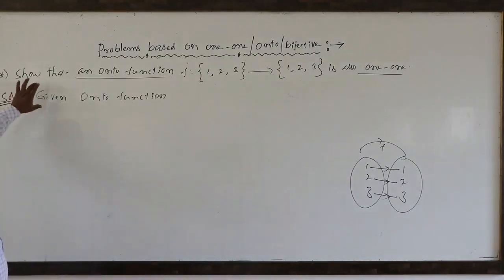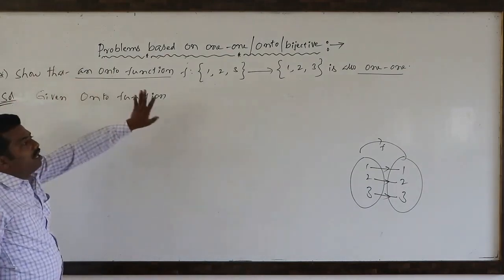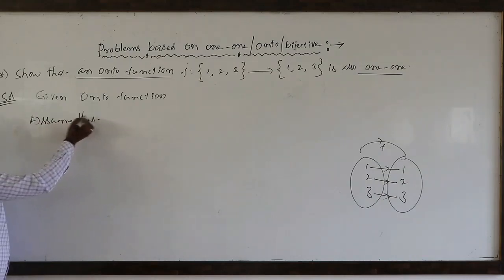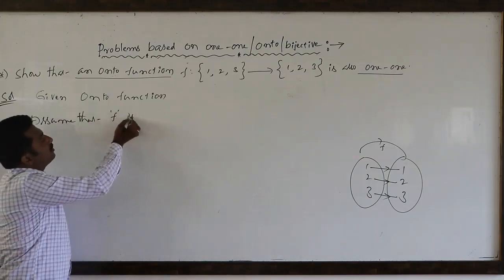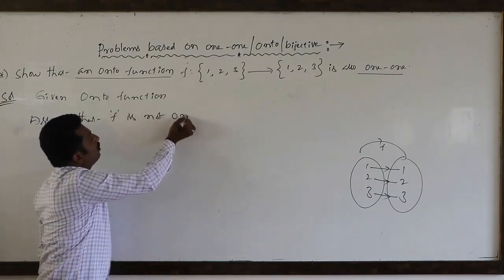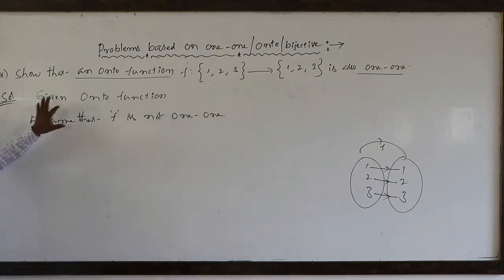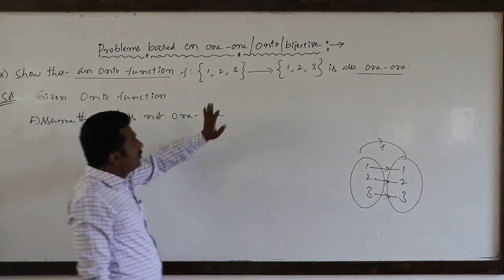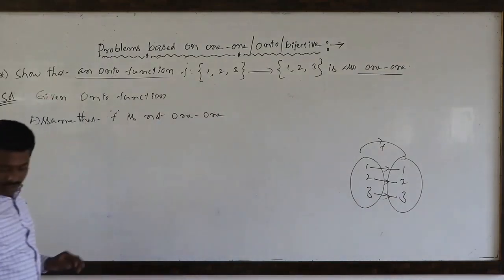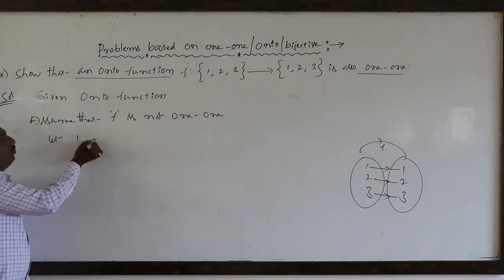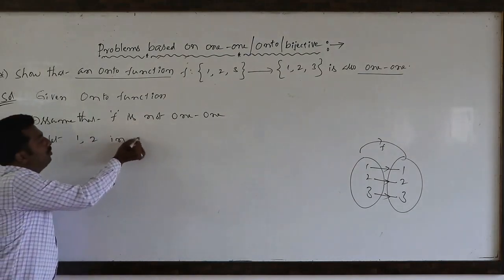See here, what is given? The given function F is an onto function. What we have to prove? F is also 1-1. What are we taking? We are assuming that F is not 1-1. F is not 1-1 means, just we are assuming. Let 1, 2 be elements in domain.